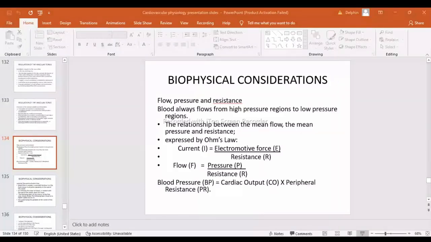I didn't understand the peripheral resistance. What do you know by resistance? Resistance is like a negative force which tries to decrease the velocity.